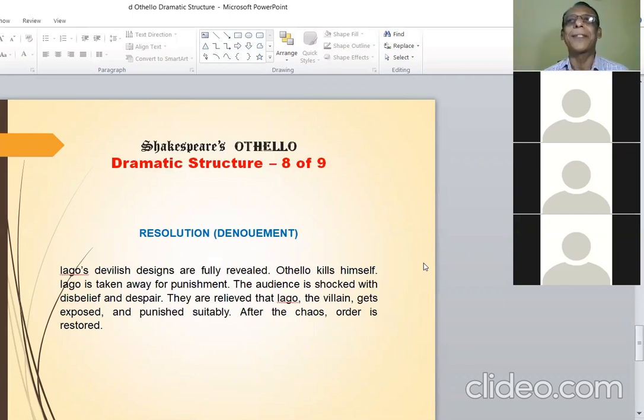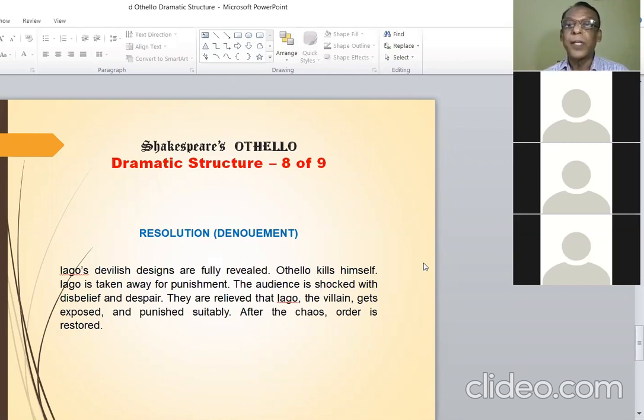The matters are settled. All the problems are settled. The devilish designs of Iago are fully revealed. And Othello, of course, has nothing else to do. He kills himself. This is the ordinary reaction, the reaction of an ordinary man. Even though he's a hero, even though he's a general, well, he's a man. This is the only way out for Othello. He kills himself. Iago is taken away for punishment.